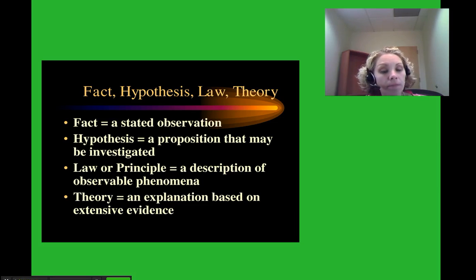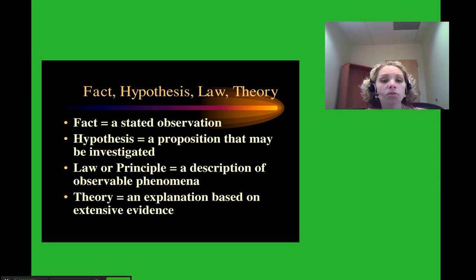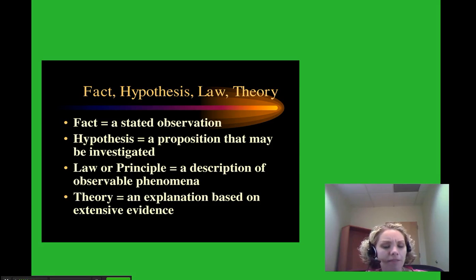A theory is an explanation based on extensive evidence. Here's the thing though, a theory is something that usually cannot be observed. So there are many ideas such as cell theory, theory of evolution by natural selection, that will probably always remain theories because it's impossible to observe the phenomena. But they're much stronger than a hypothesis because they've got a lot of evidence to back them up, and they're usually widely accepted in the scientific community.